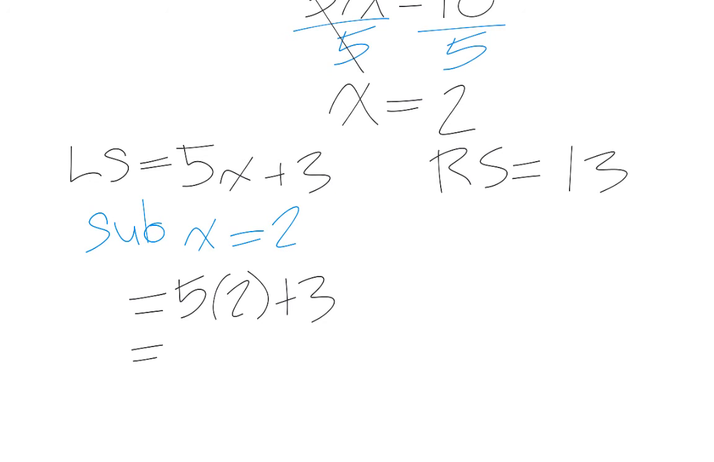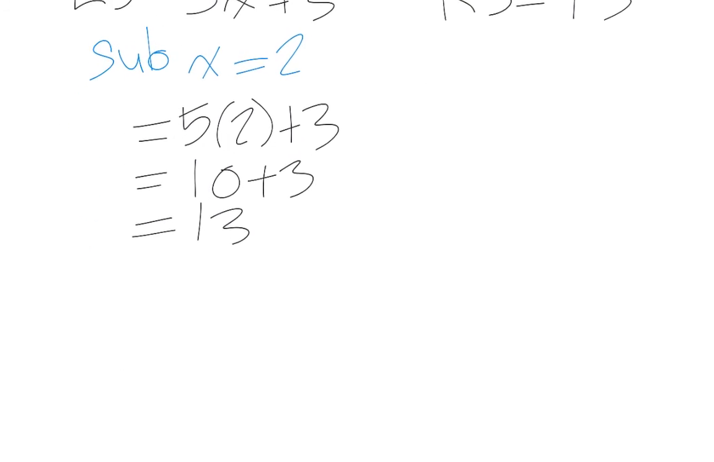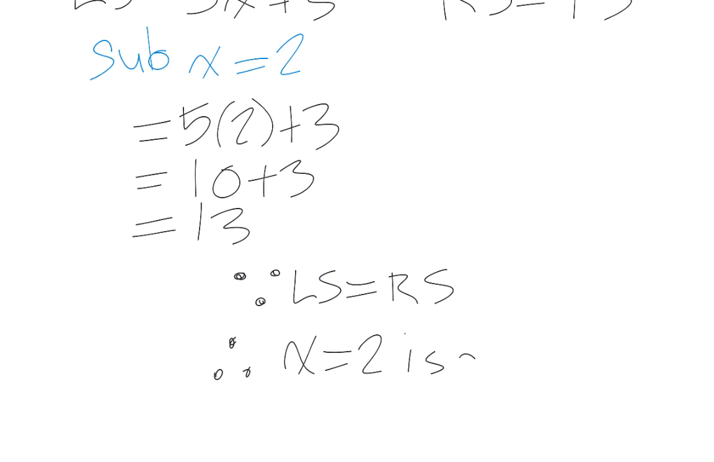And when you evaluate this, you have to remember to use BEDMAS. So I have to multiply first. 5 times 2 is 10. And then I'm going to add 3 to 10, which is 13. And as you can see, the left side of the equation is equal to the right side of the equation. So since the left side of the equation is equal to the right side of the equation, therefore x equals 2 is correct.